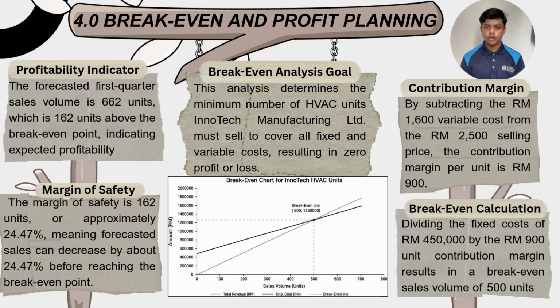Finally, as illustrated in the report's break-even graph, the total revenue line and total cost line intersect at exactly 500 units. At this intersection, both total revenue and total cost equal 1,250,000 ringgit. Any sales volume above.